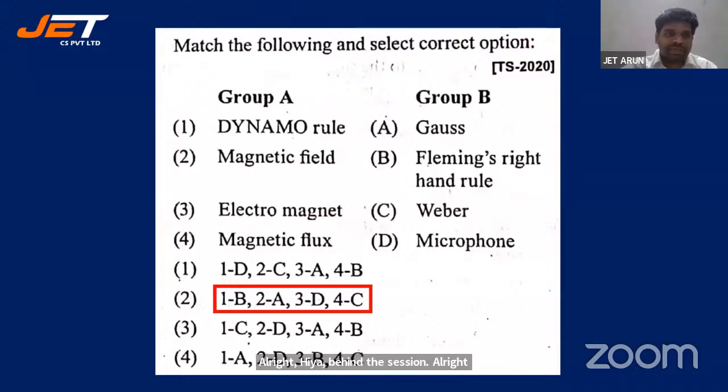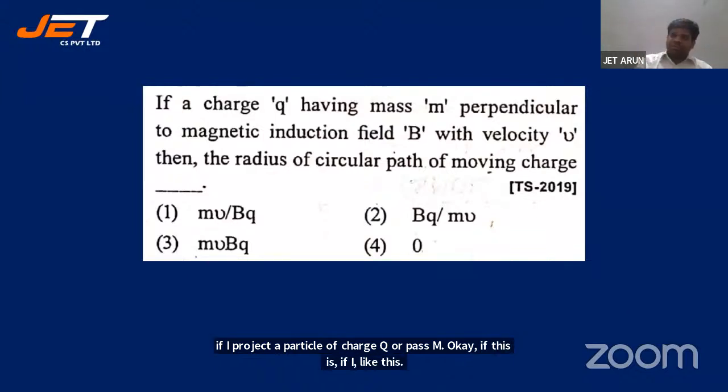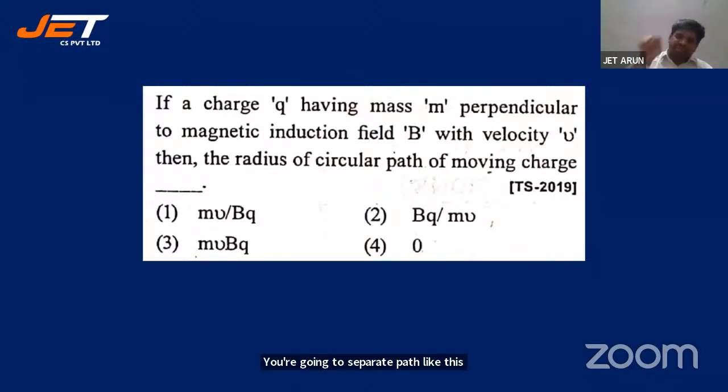All right, let's look at the next one. If a charge Q having mass m moves perpendicular to the magnetic induction field B with velocity V, then the radius of the circular path of the moving charge is. So if I project a particle of charge Q of mass M into a magnetic field like this, it will go in a circular path like this. He's asking the radius of that circular path.